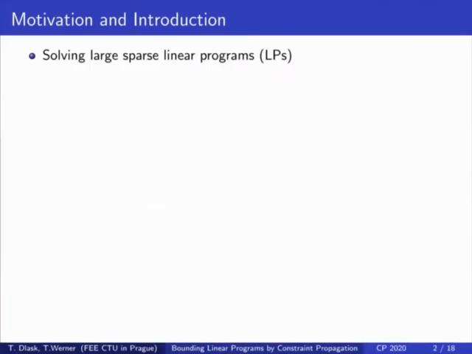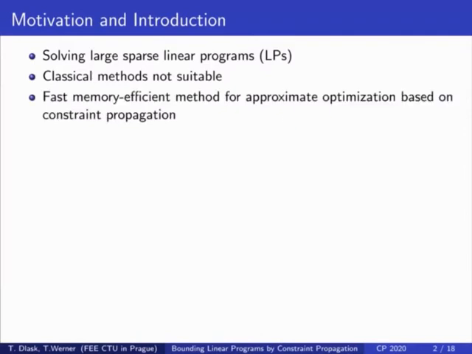Linear programs are solvable in polynomial time, but solving large sparse instances can be challenging in practice. For example, instances of the basic LP relaxation of weighted CSP originating in computer vision may have millions of variables. To solve such LPs, the classical methods are not always suitable, if only for their superlinear space complexity. We propose an alternative approximate method which can have linear space complexity and is based on constraint propagation.